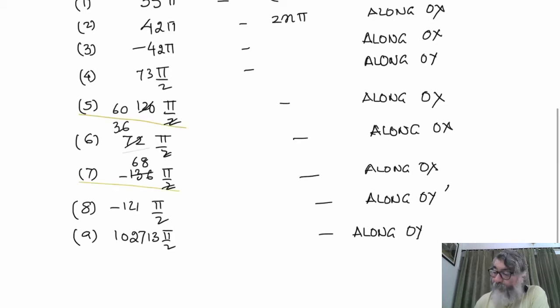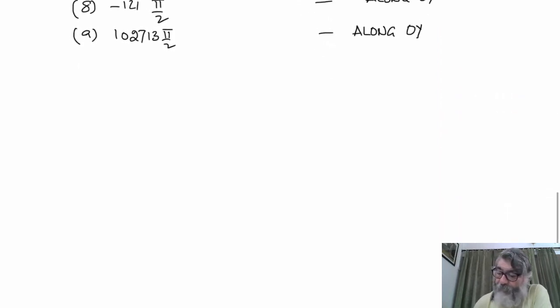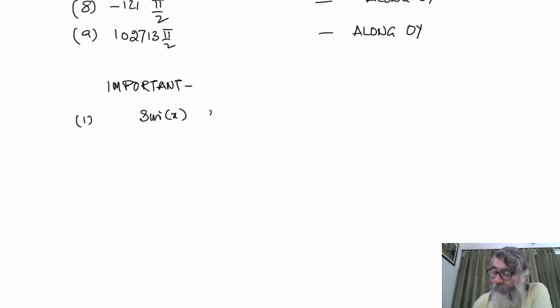Now let us see some important points to remember. We told you that sin x and cos x are always defined. What does it mean, always defined?